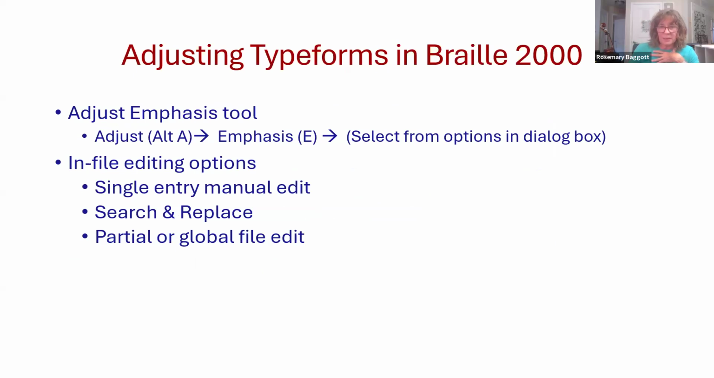In Braille 2000, there are a couple different ways to do it. I'm going to just show 3. There is an adjust emphasis tool that I will show in the next slide a picture of, and I'll demonstrate briefly. You can also do in-file editing options, which is what I pretty much do. Single entry manual edit: if you're just going along and you see a bold type that doesn't belong there, it's easiest for me to just take it out right there. Search and replace if there's something that I see is repeated a lot in the text. And then when I do that, I either do a partial or a global file edit.